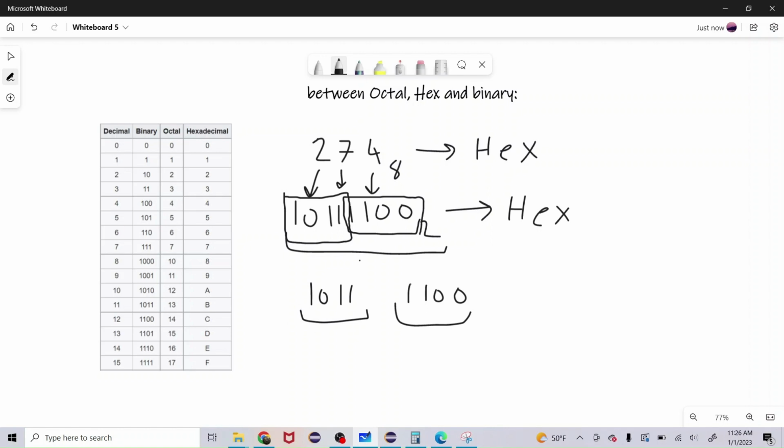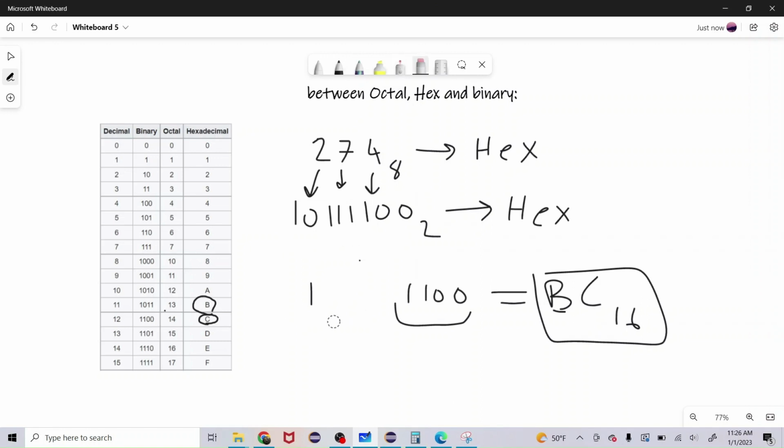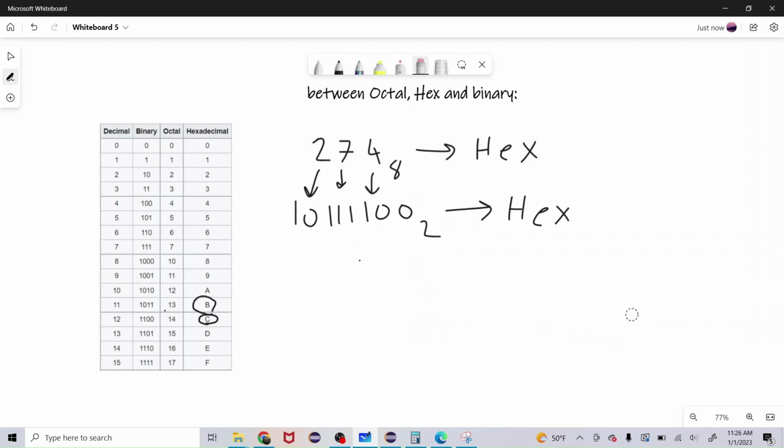So the first one, 1011, if we look at our chart, it is B in hexadecimal, and 1100 is C in hexadecimal. So this equals BC in hexadecimal. So you can see that we just simply have to break it up into its separate bits to find out our final value.